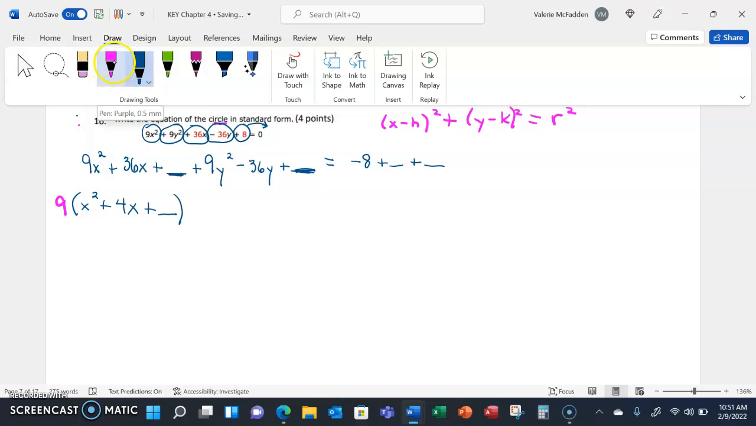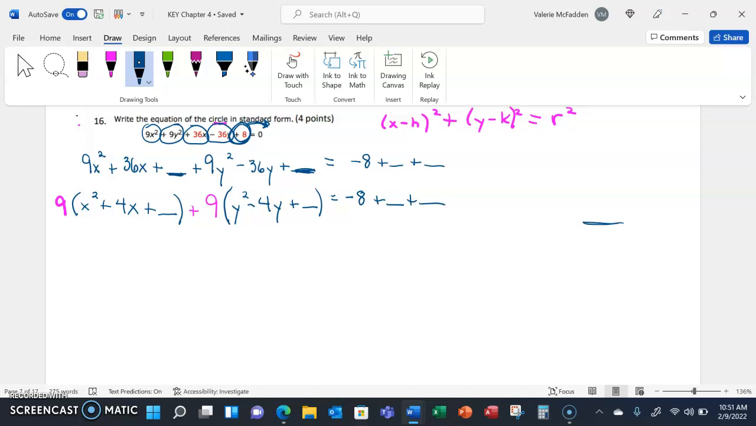Same thing for the y's. Before we can complete the square for the y's, it has to be 1y squared, not 9y squared. So we're going to factor out the 9, and we'll have 9 on the outside, y squared minus 4y plus a blank, equals negative 8 plus a blank plus a blank. So we always move our constant to the opposite side, and it changes signs. So it went from a positive 8 to a negative 8 on the right side. Okay, now filling the blanks.